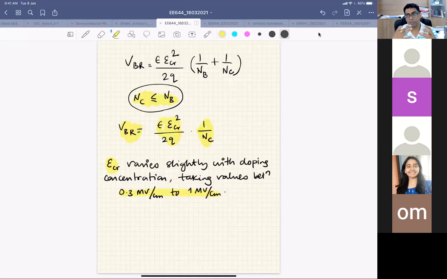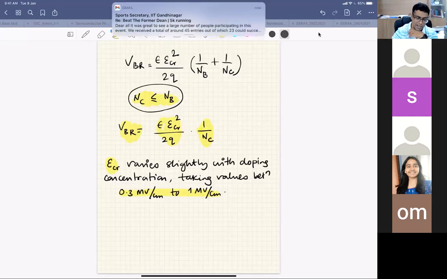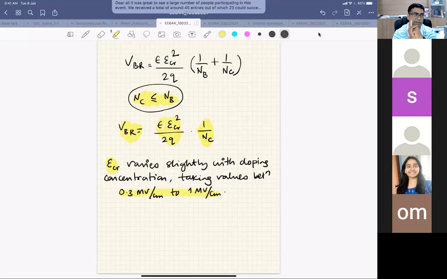And if you go to germanium, germanium has a lower band gap, right? So that lower band gap means the critical electric field will be even lower, and you'll have lower breakdown voltage, right? And similarly, the critical electric field mostly depends on the band gap. Higher the band gap, higher the critical electric field, right?